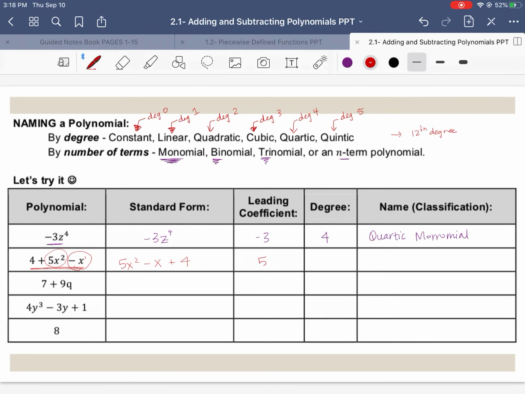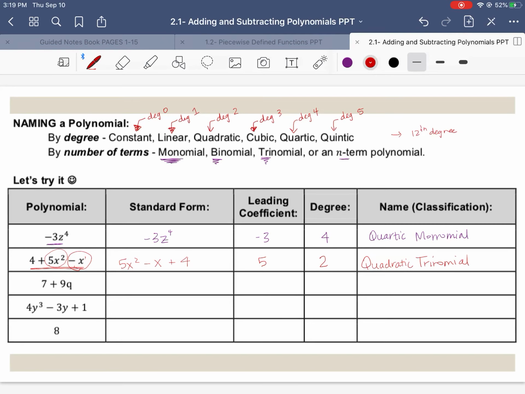Leading coefficient is the number out front, so the 5, and then the degree there would be 2. Again, this one has 3 terms, so we know that it's a trinomial. And if we look at its degree, we got a 2. So if we look up at our quadratic, that says it's a degree of 2. So this one is a quadratic trinomial.